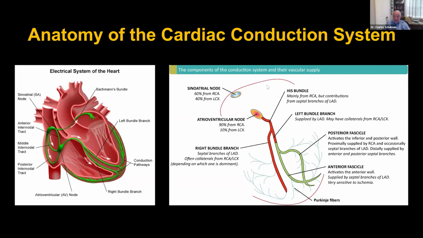The blood supply of these structures is as follows. The SA node receives its blood supply in 60% of people from the right coronary artery and 40% from the left coronary artery. The AV node receives its blood supply in 90% of people from the right coronary artery and 10% from the left circumflex. The right bundle and the anterior fascicle of the left bundle are fed by the LAD, and the posterior fascicle of the left bundle receives a mixed contribution.